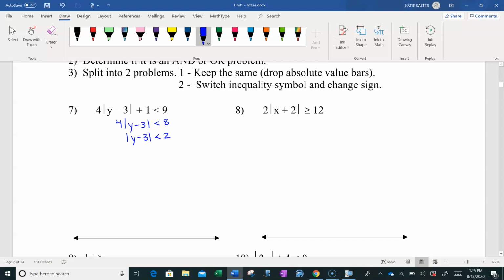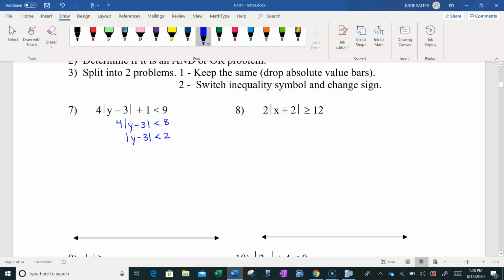At this point, you must determine if it is an AND or OR problem. This is why the absolute value needs to be on the left-hand side. If you have the absolute value is less than, it is an AND problem. I know this might sound silly, but the way I've always thought about it, if it says less than, I think of it as less than. If it's greater, I think about it as being greater. So if it's absolute value less than, it's an AND problem. If it's absolute value greater than, I think greater, it's an OR problem.